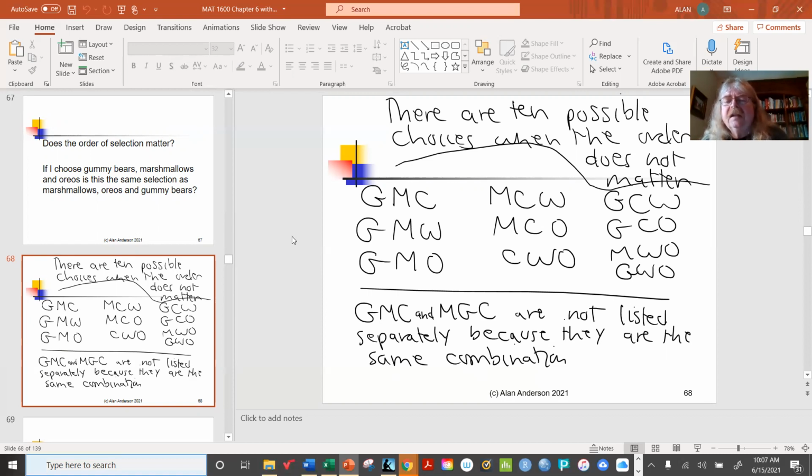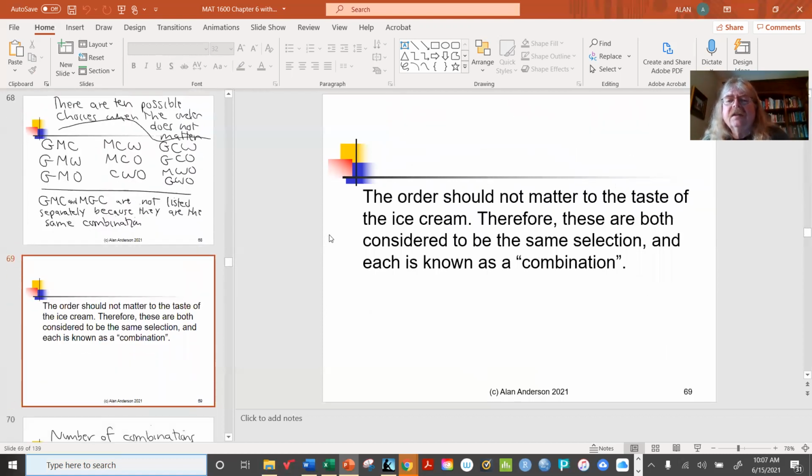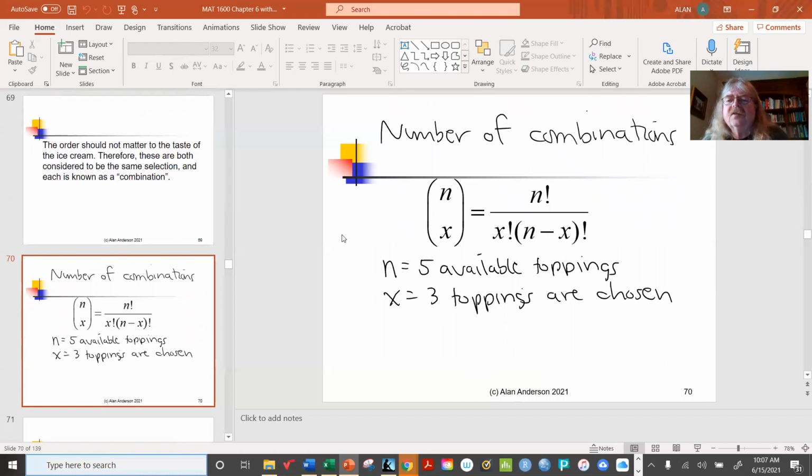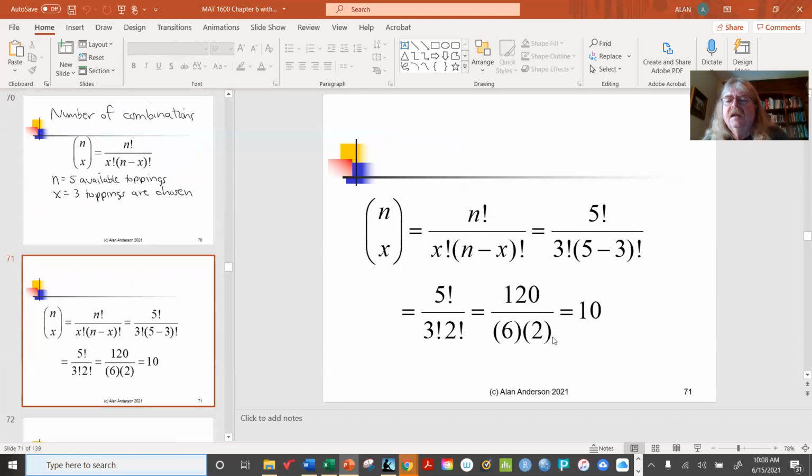Now, how do I avoid writing these all out and calculating it directly? That's what this formula is for. And so in our example, we had 5 toppings with 3 to be chosen. So the number of ways of doing that can be obtained by plugging in these numbers. And when you go through the math, you'll see that you'll end up with 10. All right, there's 10 ways of choosing 3 objects from a collection of 5 when the order doesn't matter.